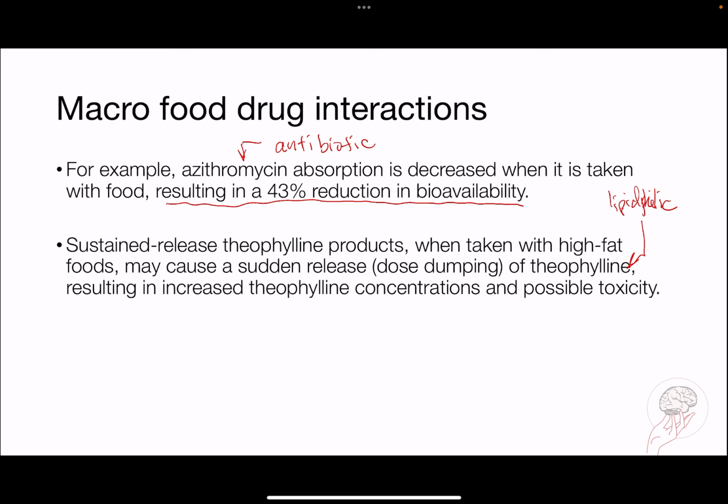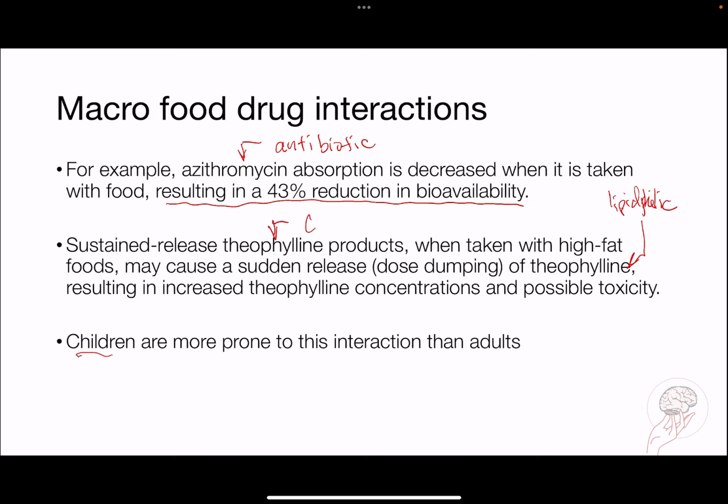Resulting in increased theophylline concentrations and possible toxicity. And children tend to be more susceptible to this than adults. One reason for this is the higher metabolic rate in children. Theophylline is a medication used for COPD or asthma. It is a bronchodilator.